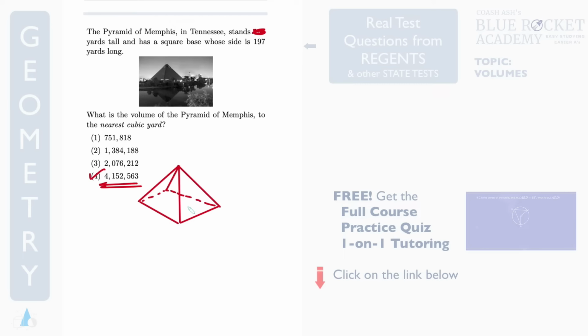So comment your answers. What's the height? Remember, the hint is, it's very easy. This 4152 is 3 times this value. So that's the hint for you. See if you can quickly find the answer to this question and comment it.